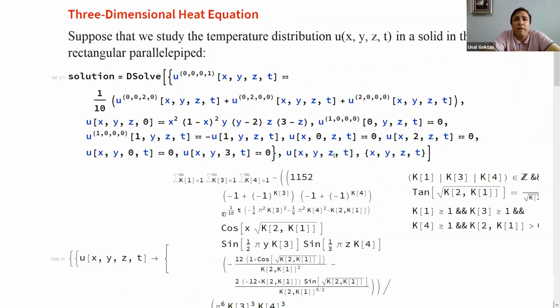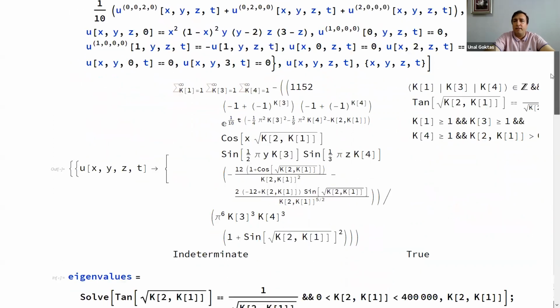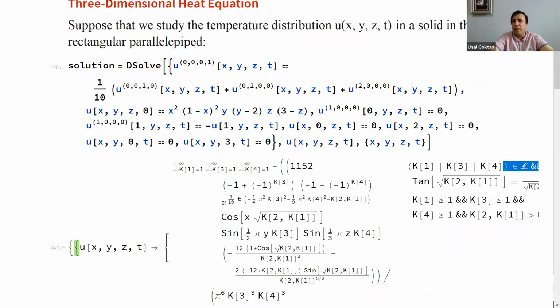Okay, this time we have a three-dimensional heat equation. The first piece is the three-dimensional heat equation in rectangular coordinates. And again, we have a mixture of boundary conditions. We have Neumann condition, Robin condition, and Dirichlet condition. Again, the solution is valid provided that the eigenvalues satisfy this condition.